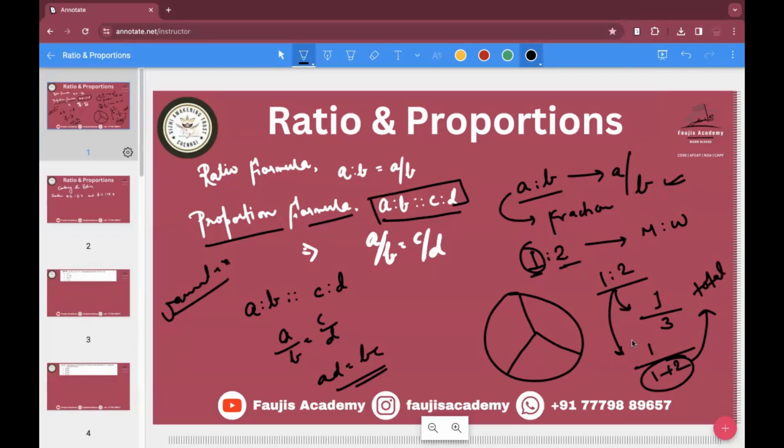So how much milk is there? How much percentage of milk is there? If the ratio is 1:2, the answer is 33.33%. Absolutely, 33.33%. Because 1 out of 3 parts is milk and 2 out of 3 parts are water. It's more water rather than milk, right, guys?